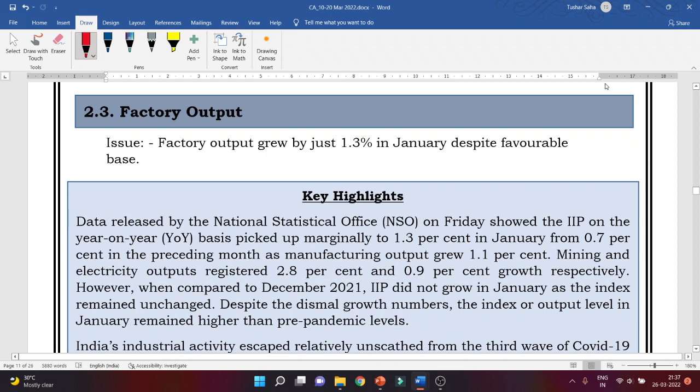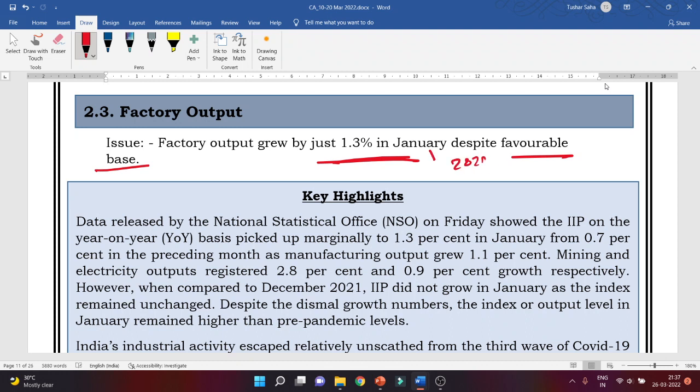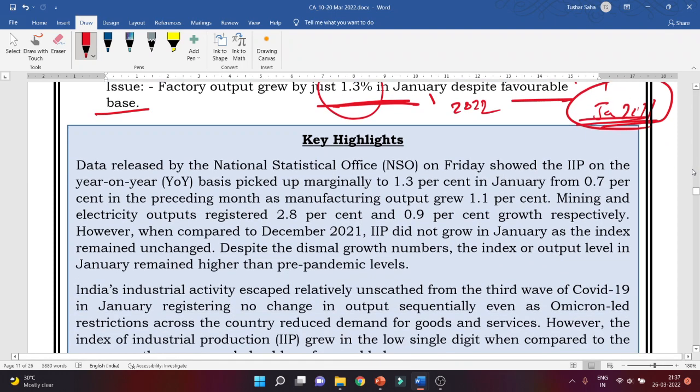Factory output. Factory output grew just 1.3% in January despite a favorable base. What is a favorable base? Favorable base means the comparative period. So this is Jan 2022, so the comparative period is Jan 2021. So maybe the data was very much less in Jan 2021, meaning the value was less. That's why in percentage terms it should come high. So that is why it's written favorable base.